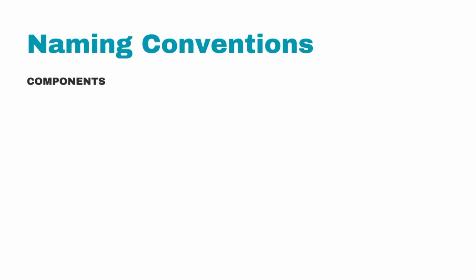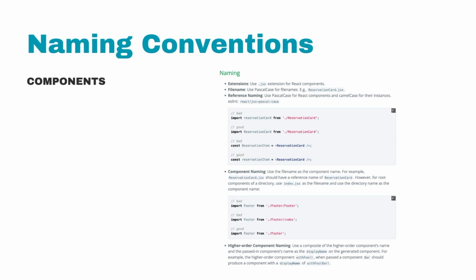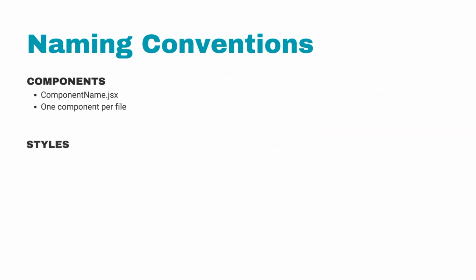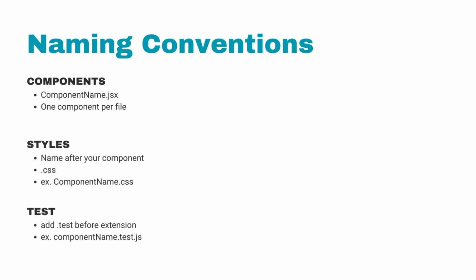Let's start with components. If we follow the Airbnb style guide, which I have linked in the description below, we should name the component files as component name.jsx, and it's recommended to have only one component per file. This way it's evident which file corresponds to which component. For style sheets related to your components, you can use the same name as the component file, but with the .css extension. And for testing files, use the naming convention component.test.js. This clarifies that these files contain test code for the specific component.